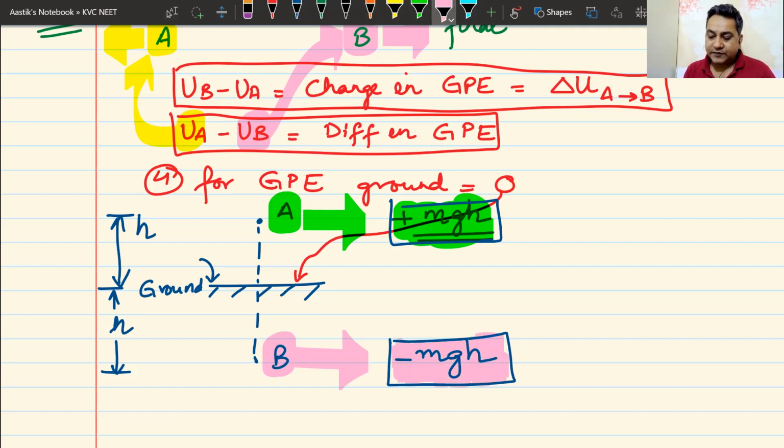For ground, if it is taken as zero, at a height h, it would be plus mgh. Below ground at a height h, I should not call it height, I should call it depth. Below ground at a depth h, it would be minus mgh.